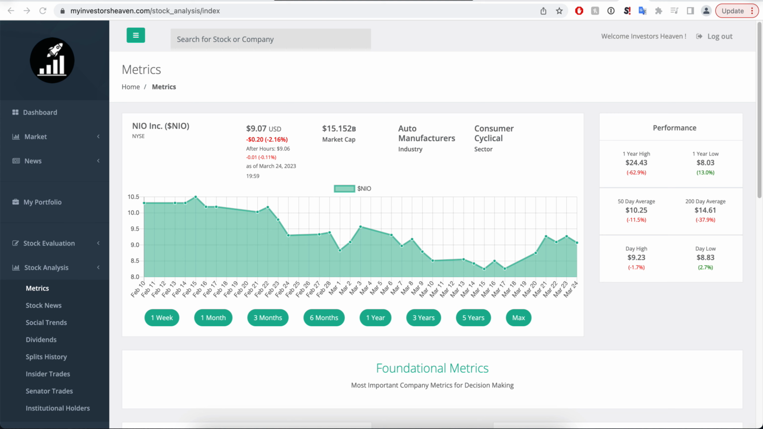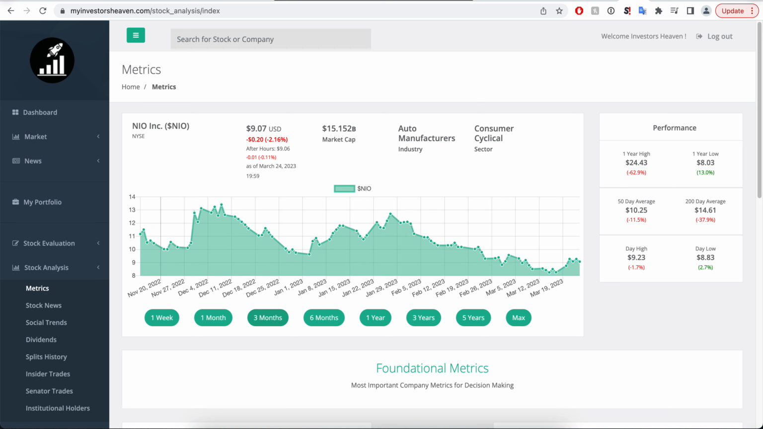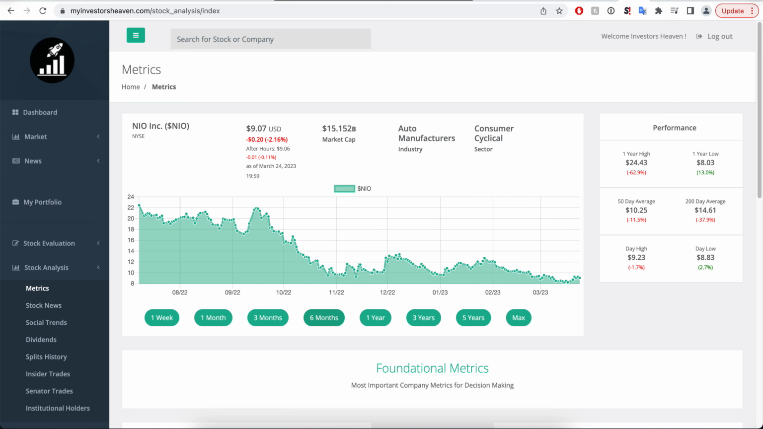Now, NIO is a company I talked about a few months ago. If you remember that video, NIO was getting interesting to me below the $10 mark. Right now we are sitting at $9, and you can see the stock has been going down quite significantly in the past few months. You'll see the six-month chart going down and down and down. This starts to become very interesting, and it was even a little bit lower a few days ago, frankly.